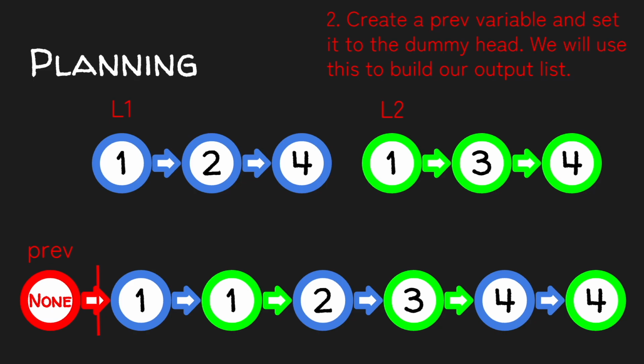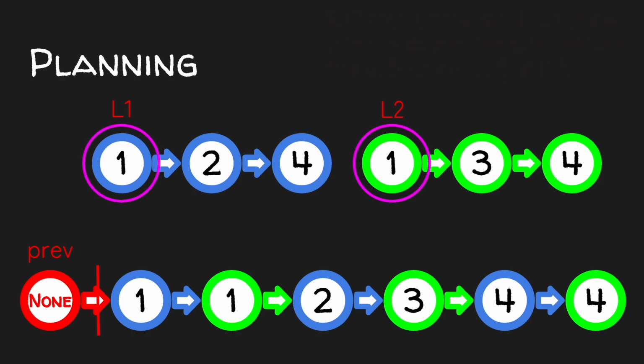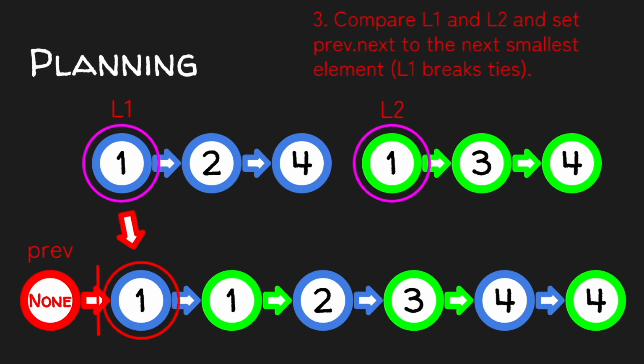Okay, and the next step is to compare the heads of L1 and L2 and set prev.next to whichever element is the smallest. And we need to break ties somehow. So let's just say L1 wins the ties. So in this case, the 1 from L1 is just as small as the 1 from L2. But we said L1 wins ties, so we just used the 1 from L1.